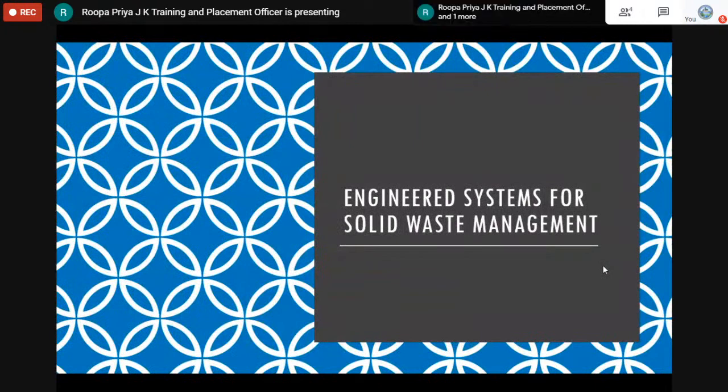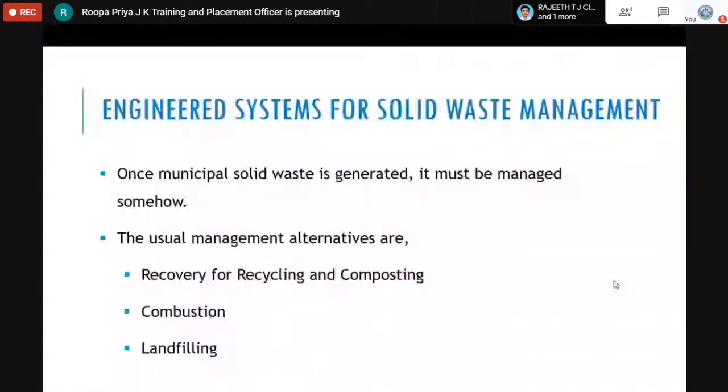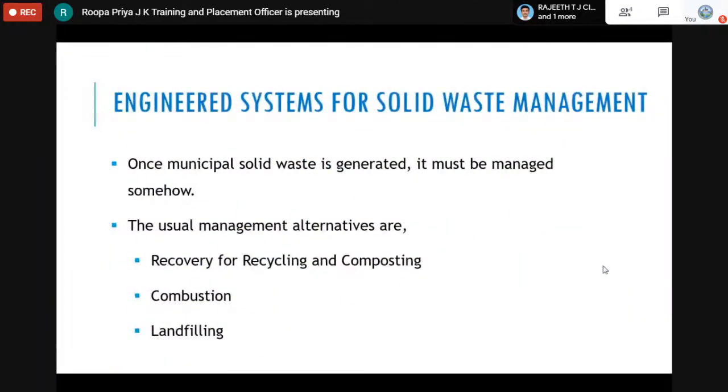Next, it is about the engineered systems for solid waste management. Once municipal solid waste is generated, it must be managed somehow. The usual management alternatives are recovery for recycling and composting. We also have reduce and reuse. These are also the other alternatives. We also have combustion procedures, and we also have the landfilling method, which is one of the solid waste management procedures. So these are the engineered systems used for solid waste management.